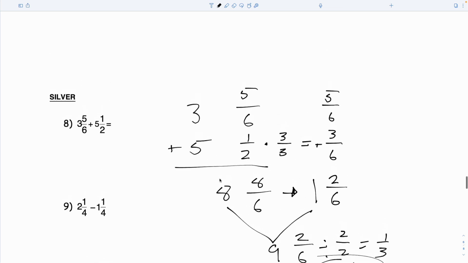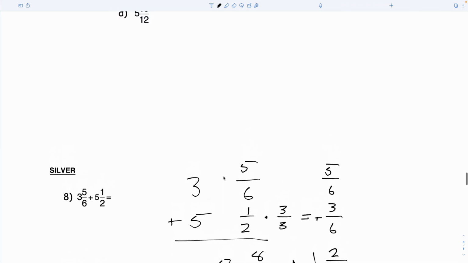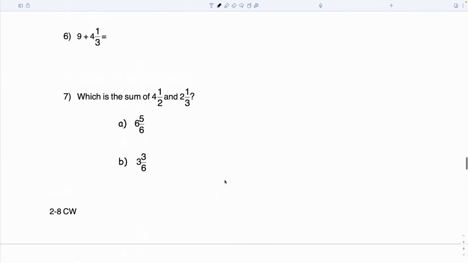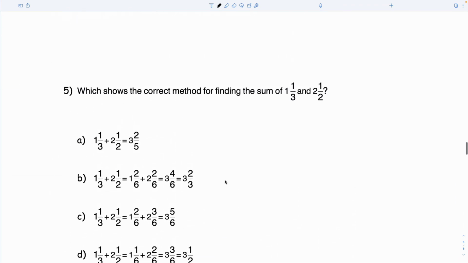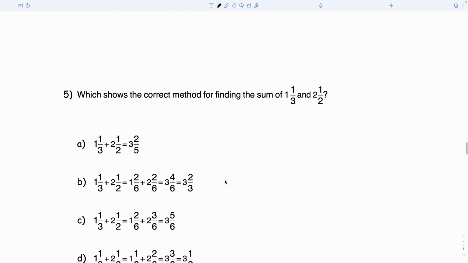If you're starting on bronze, which is numbers 1 through 7, give me a 1. Silver, which is 8 and beyond, give me a 2. Show me where you're at. Cool.